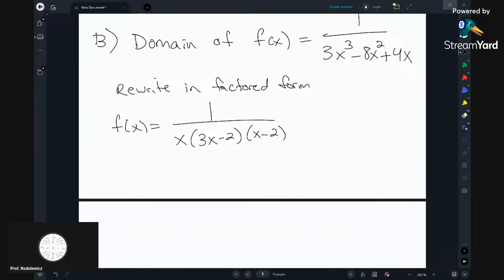So what makes this 0? Add 2 and divide by 3. Check it. 2/3. The 3's cancel out, and you have 2 minus 2, which is 0. So this is simple math. Add 2, divide by 3, and the answer is 2/3. So x cannot be 0, 2/3, or 2.